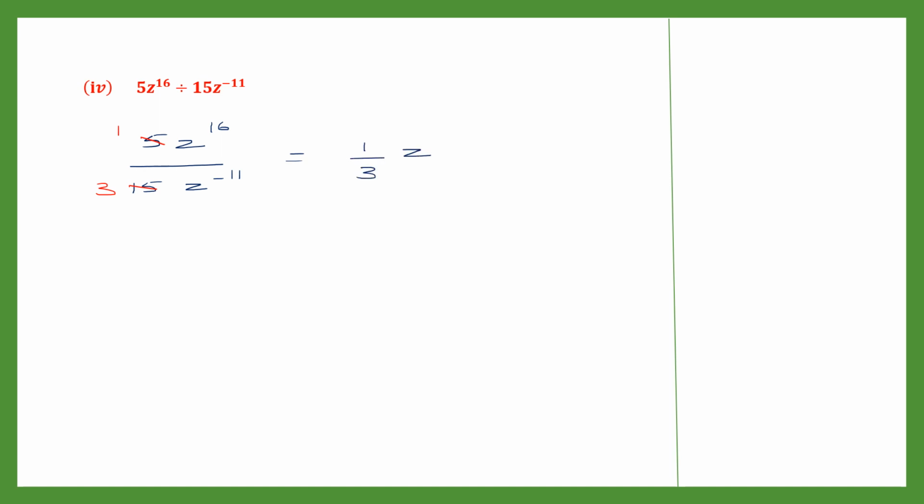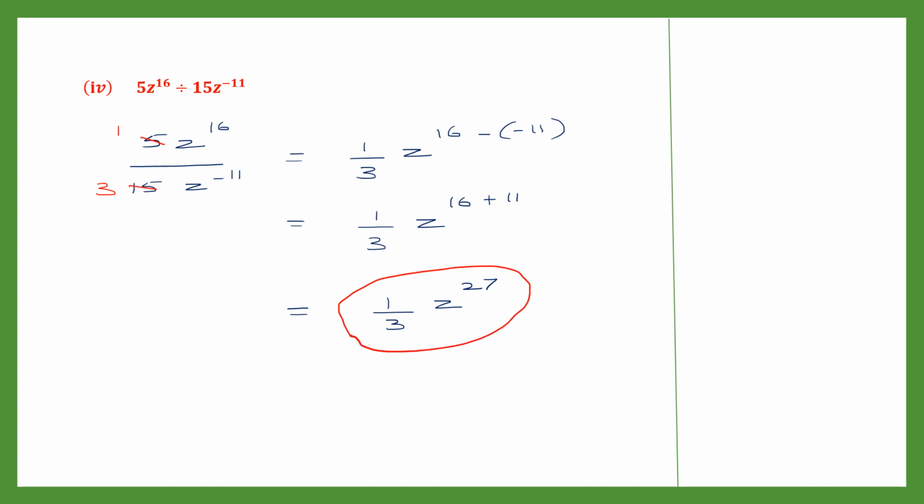Let's look at z now. z raised to the power of 16 minus 11 because it's division. So this is 1 by 3 z to the power of 16 plus 11, because before the bracket you have a minus sign. Then 1 by 3 z to the power of 16 plus 11 is 27. So now we have 1 by 3 z raised to the power of 27 as our answer.